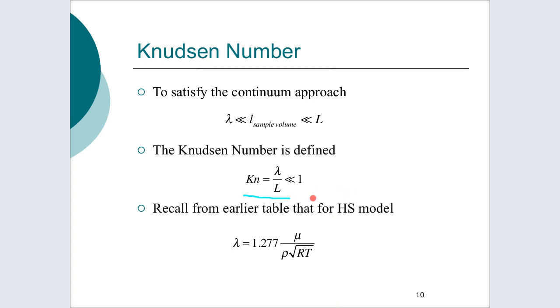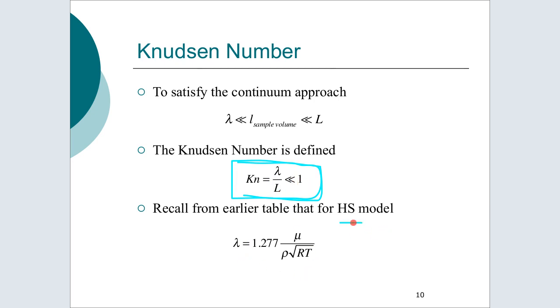So we can define this parameter called the Knudsen number, which is the mean free path divided by the length scale of the system, and that must be less than 1. And that gives us our criterion for continuum flows. So if we're going to use the continuum approach, then the Knudsen number, defined by lambda over L, where lambda is the mean free path, must be very much less than 1.